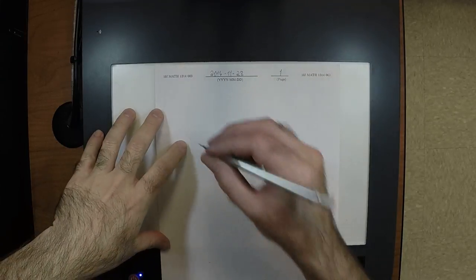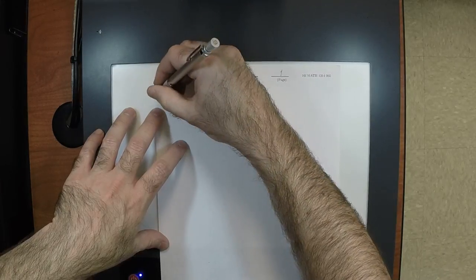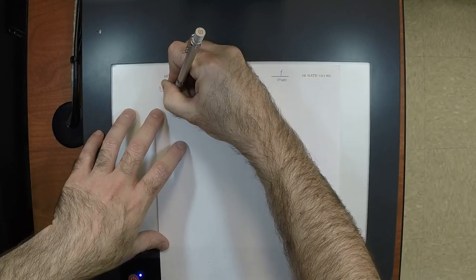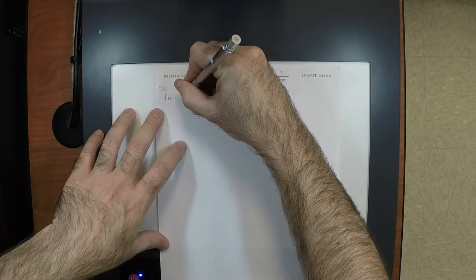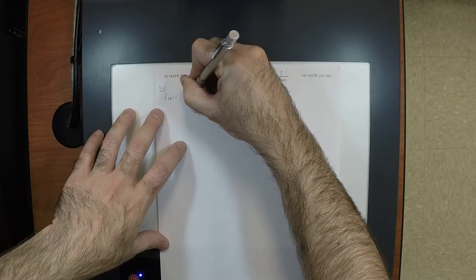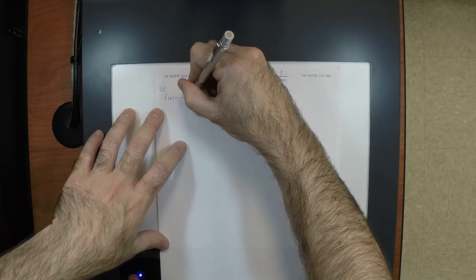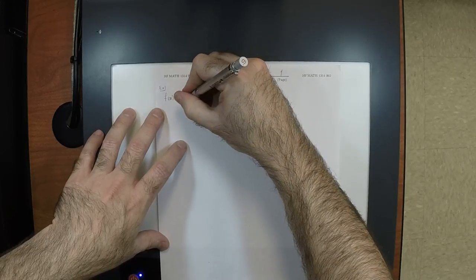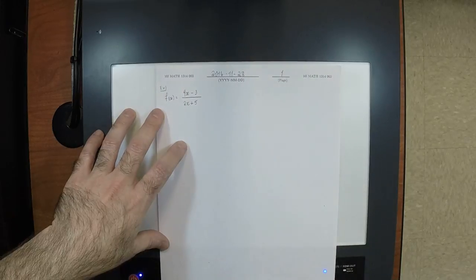So last time, before we left, we had just started talking about inverse functions. So let's continue that briefly. For example, suppose we have this function. F of x is, say, 4x minus 3 in the numerator, and then divided by, say, 2x plus 5 in the denominator.